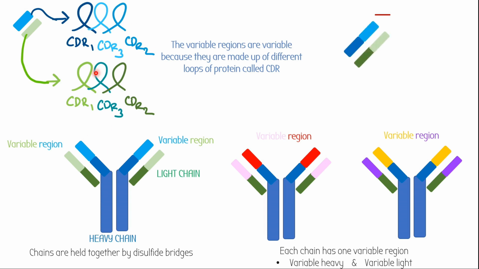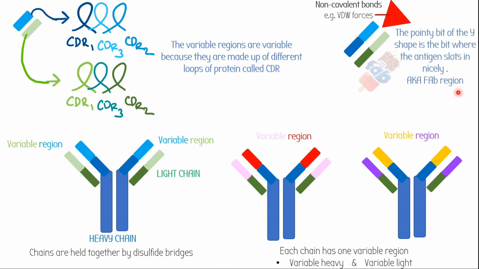Okay, just to confuse you even more, the bit that the antigen fits into is not just the variable region, it's this whole Y-shaped bendy bit. So the variable region plus the constant heavy and the constant light, just this bit here. If we zoom into that bit, that is called the antigen binding site, aka FAB. So we've got the light chain here, the variable light, the variable heavy, it's confusing, the constant heavy and the constant light.